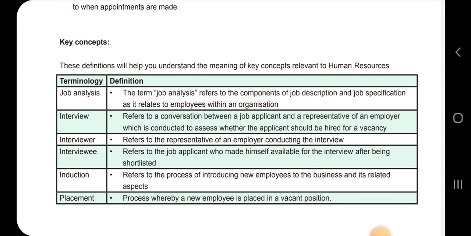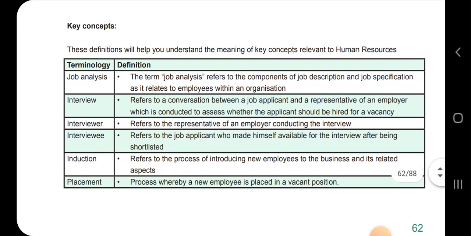So it's very important that you learn job analysis. What is a job analysis? What is an interview? What is the interviewer? What is the interviewee? What is induction? And what is placement? You have to know these with regards to human resources. Those are the key terminologies, and examiners will be throwing them in here and there. I've just done a video on all of the legislation that affects businesses. Check that out.